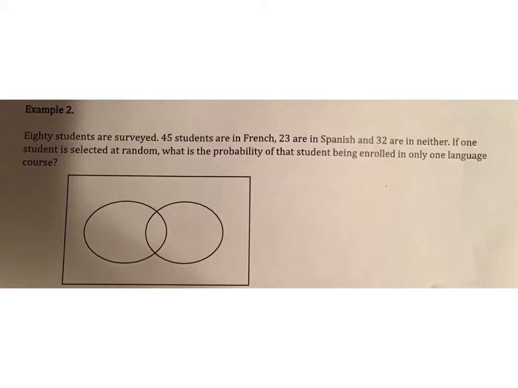So 80 students are surveyed. 42 students are in French. 23 students are in Spanish, and 32 are neither. If one student is selected at random, what's the probability of the student being enrolled in one language? So there's 2 different things, French, Spanish, so we can make a Venn diagram with 2 circles, and then start to put the numbers in. Remember, there's kind of strategies with this from set theory, so this is a good way to practice that set theory stuff.